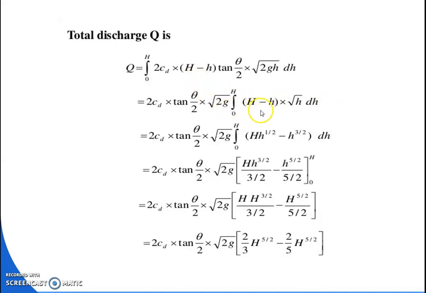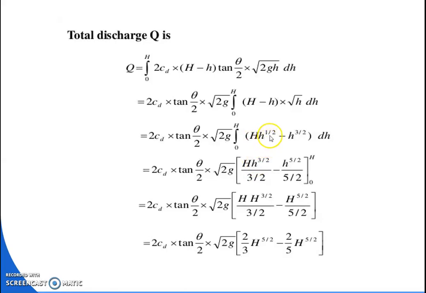Now, expanding the bracket, we are having 2 CD tan theta by 2 square root of 2g integration 0 to H. This is capital H into small h to the power 1 by 2, and h into h to the power 1 by 2, so we are getting h to the power 3 by 2. Now, find out the integration.